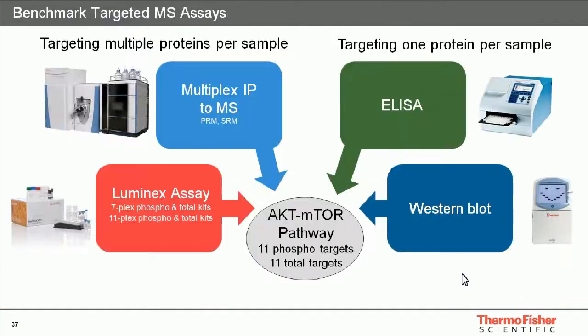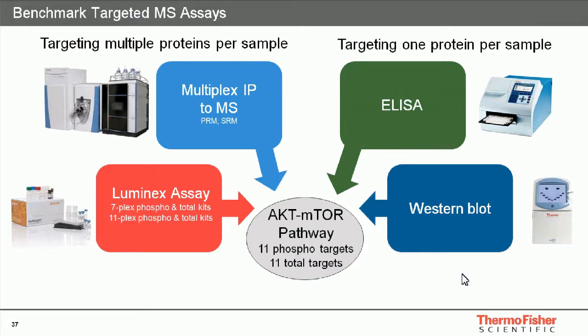And the next thing we wanted to do was ask how quantitation by mass spec assays correlates with existing technology. So we took both the 11 target phospho assay and the 11 target total assay and validated the mass spec assays against Western blot, ELISA kits, and two commercially available Luminex assay kits for AKT-mTOR pathway targets.